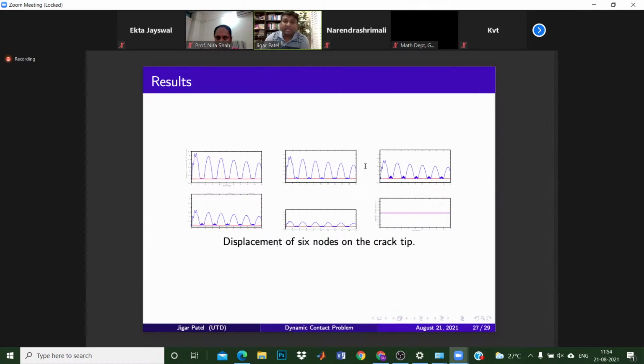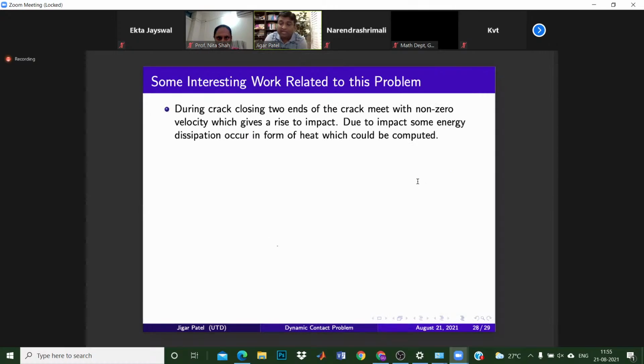And as you see, there is this noise part. I believe it is due to the impact that happens, and energy dissipation happens because of this. There are some open problems related to this, right?